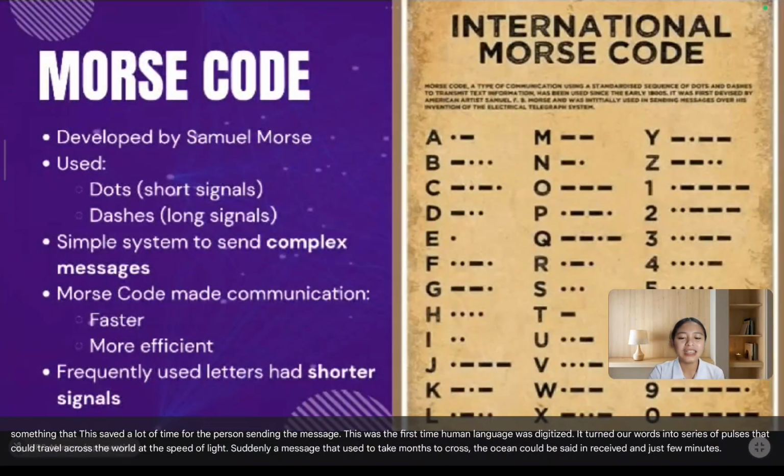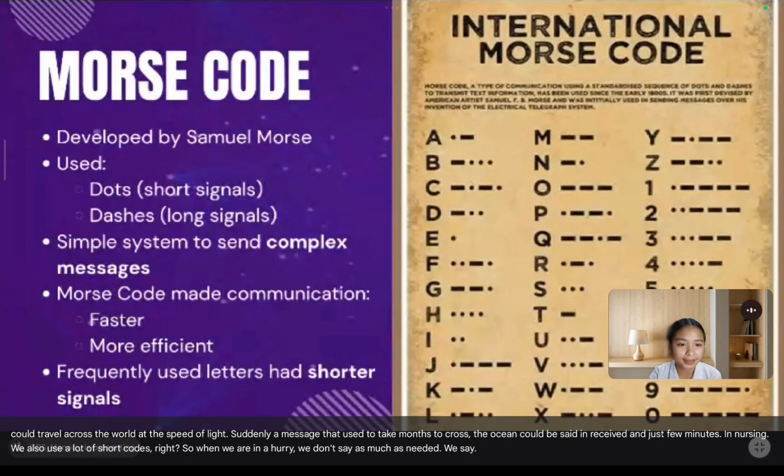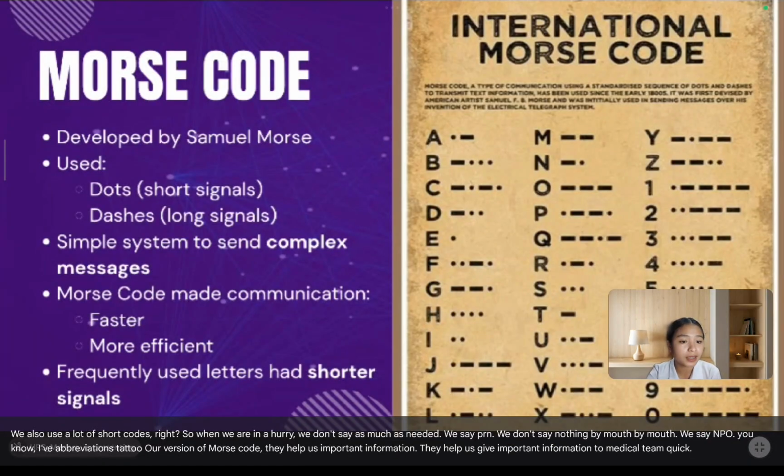In nursing, we also use a lot of short codes, right? So when we are in a hurry, we don't say as much as needed. We say PRN. We don't say nothing by mouth, we say NPO. Yung mga abbreviations na to are our version of Morse code. They help us give important information to the medical team quickly and clearly.